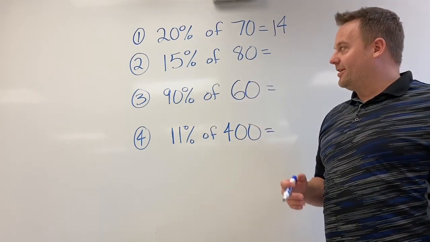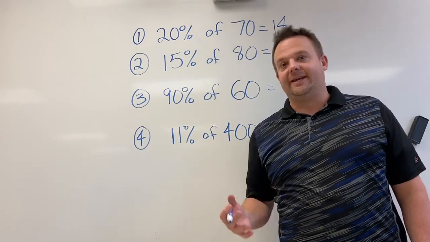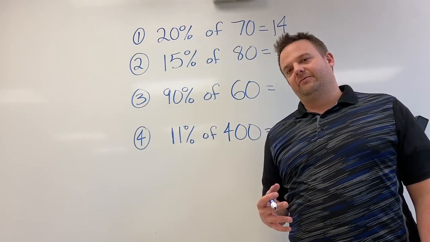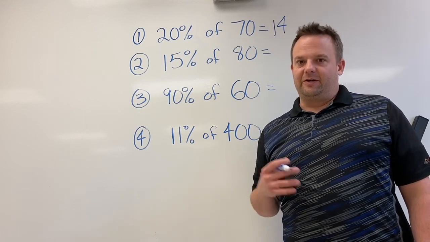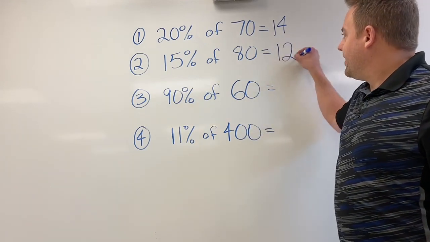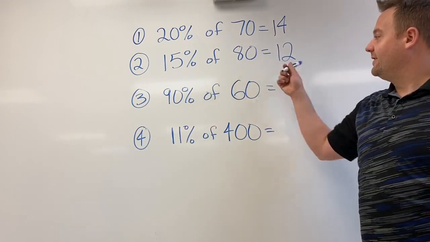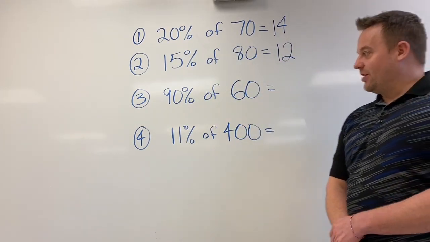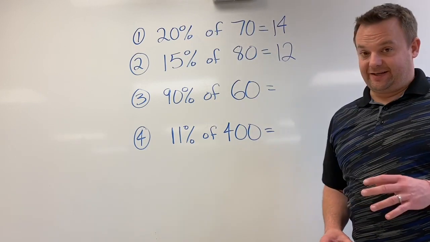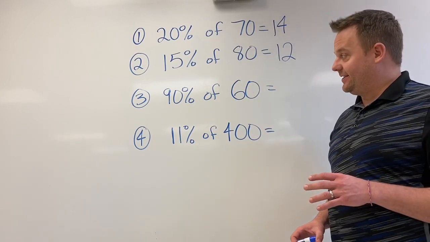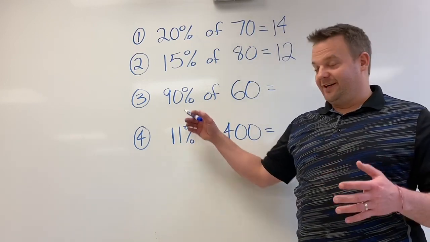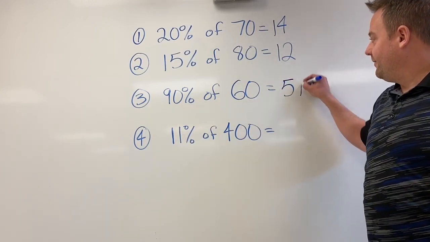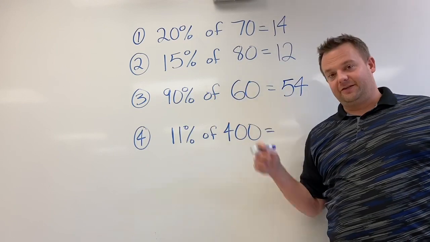15% of 80. Well, 10% of 80 is 8, and 5% of 80 is half of 8, which is 4, and 8 plus 4 is 12. Therefore, 15% of 80 is 12. 90% of 60. Well, 10% of 60 is 6, and 10% times 9 is 90%, and 6 times 9 is 54. Therefore, 90% of 60 is 54.